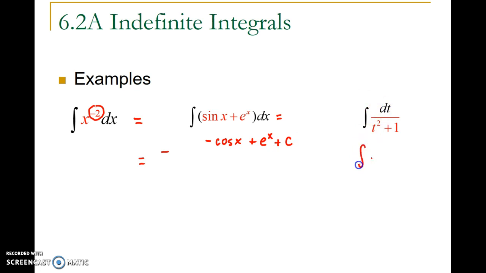And I could rewrite this one a little bit as 1 over t squared plus 1 dt, and that looks a lot like tangent inverse, so it's going to be tangent inverse of t and then plus c. Again, you really have to be good at those antiderivatives. You have to be able to come up with that on your own.